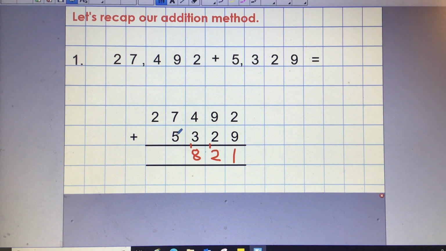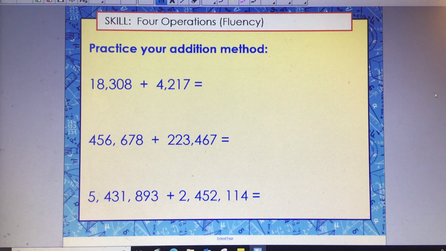7 and 5 gives us 12. So 2 in the box, carry 1 forward. Finally, 2, add that carry forward, gives us 3. So an answer of 32,821. The vital thing is starting from the ones column, always making sure we don't forget to add those carry forwards on. Okay? Pause the video. Here's a few for you to practice.